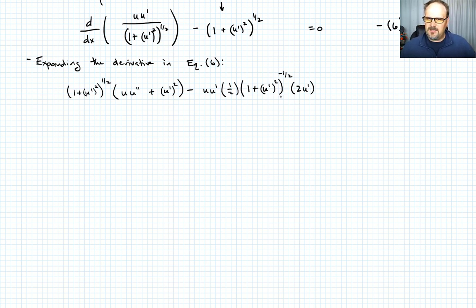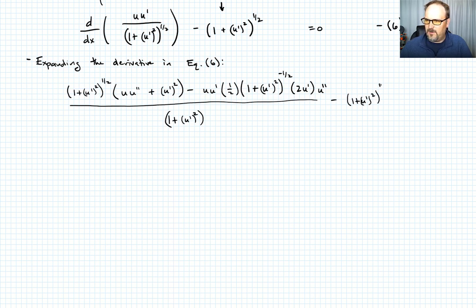There's something a little tricky here. Just before this, I ended with this, but this is the derivative with respect to x. So I still have to take the derivative of u prime with respect to x, which is u double prime. Let me make that double prime more explicit. Just don't forget that. And then all of that is going to be over 1 plus u prime, the quantity squared, to the 1/2 squared. That's our denominator. And then over here, we still have our minus 1 plus u prime, the quantity squared, to the 1/2 equals 0. Let's call that equation 7.